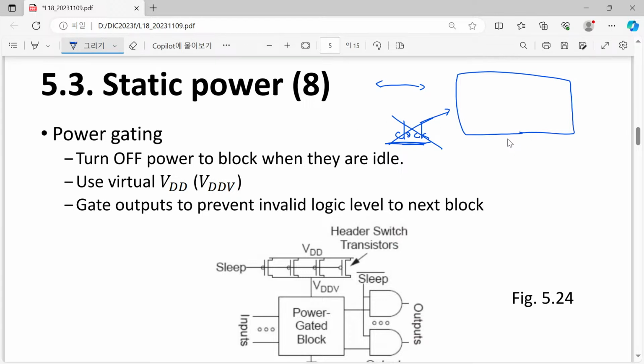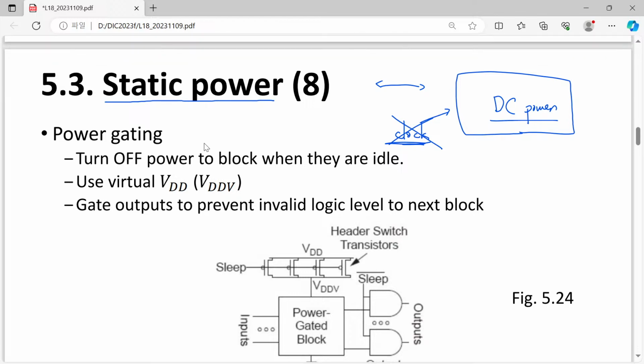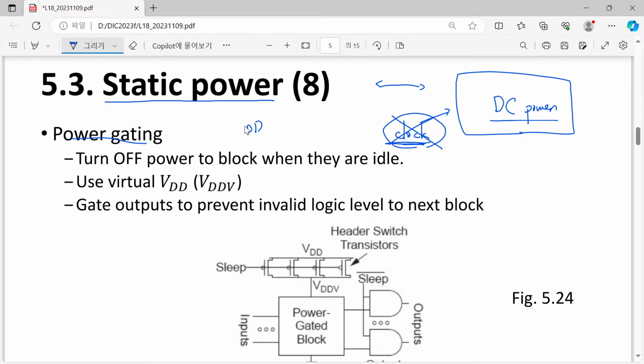However, even in this case, we can have DC power consumption. So in order to reduce this static power consumption, we wanted to introduce power gating. I mean that VDD itself is gone. If you don't provide the clock, there will be no switching. If you don't provide VDD, there will be no static power consumption. That is quite a simple approach.